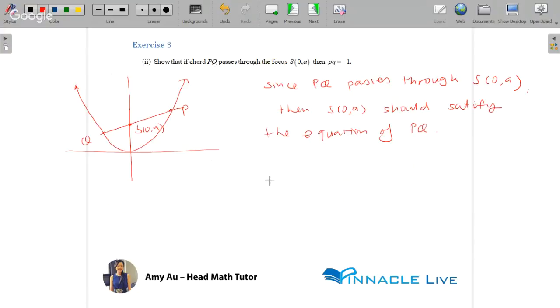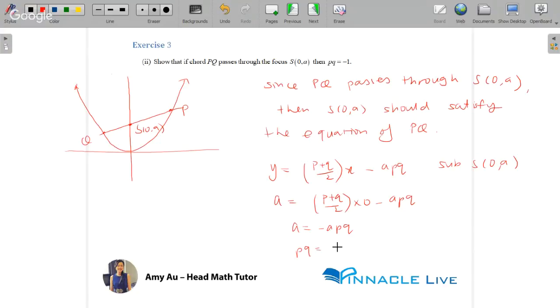All right, so let's take the equation of PQ first. So that's from the prior part. Okay, and we're going to sub 0A into it. All right, so let's do that. All right, so PQ is -1. That is it.